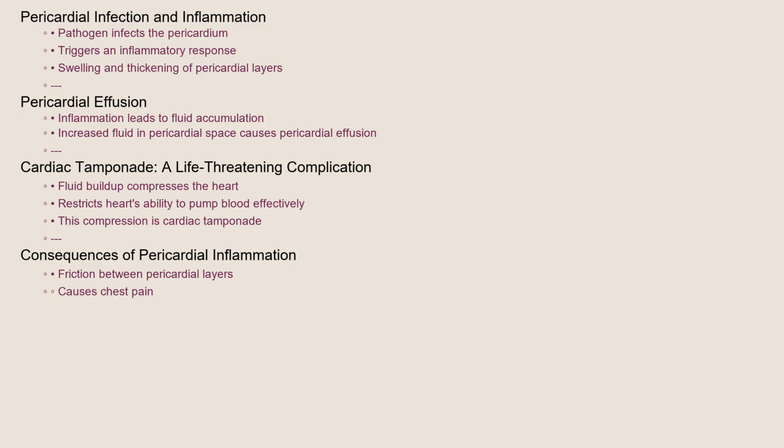When a pathogen infects the pericardium, it triggers an inflammatory response. This inflammation leads to swelling and thickening of the pericardial layers. The increased fluid accumulation in the pericardial space causes pericardial effusion. In severe cases, this fluid buildup can compress the heart, restricting its ability to pump blood effectively. This compression is known as cardiac tamponade, a life-threatening complication. The inflammation and fluid can also cause friction between the pericardial layers, resulting in chest pain.